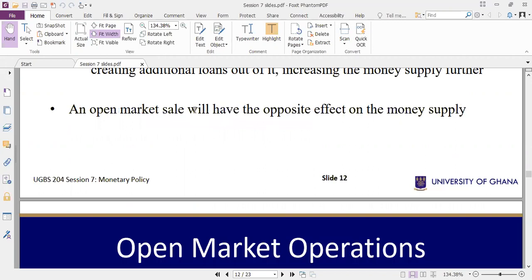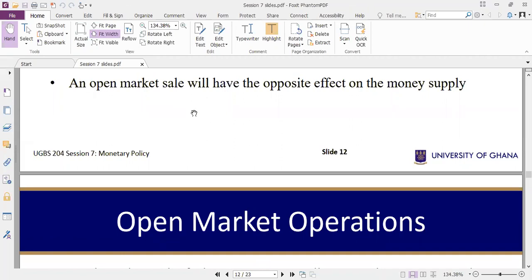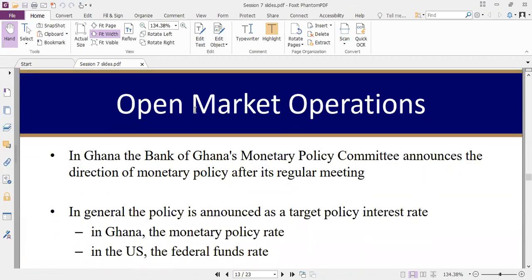Now, when there is an open market sale, it will take the opposite direction, as I already explained. You are now paying the government, like you are buying from the government. So he's taking your money, and money left with the central bank is not added to the money supply. So it will reduce money supply in the system. Please, do we get it?